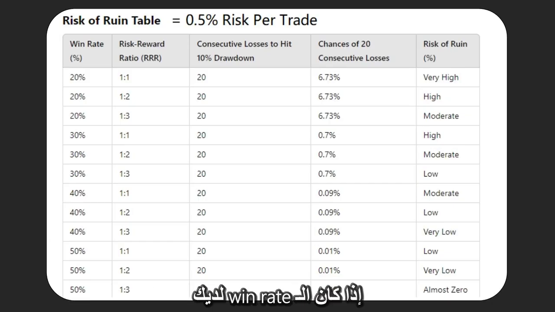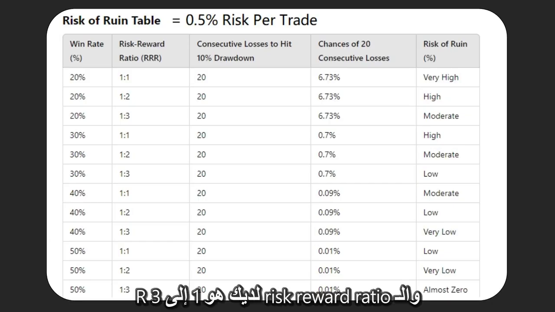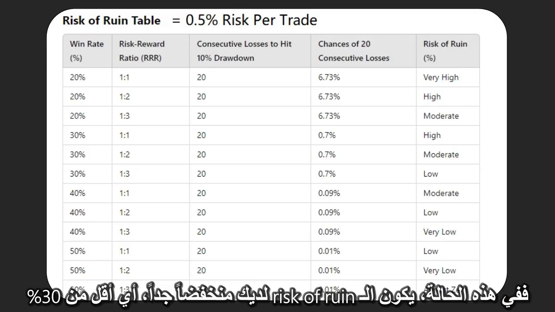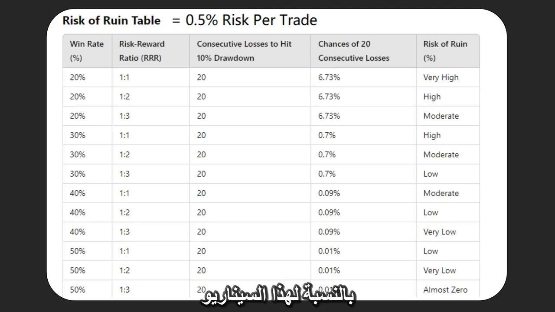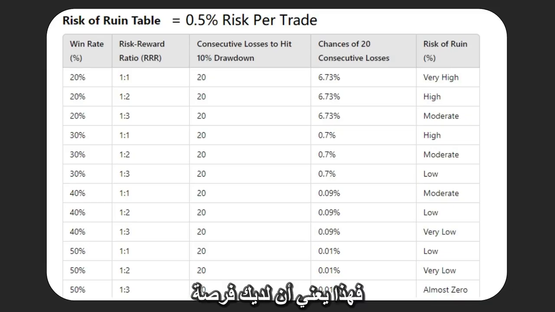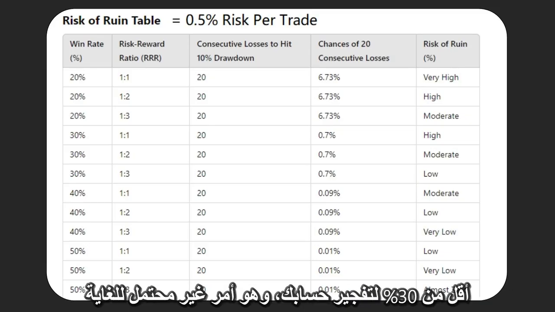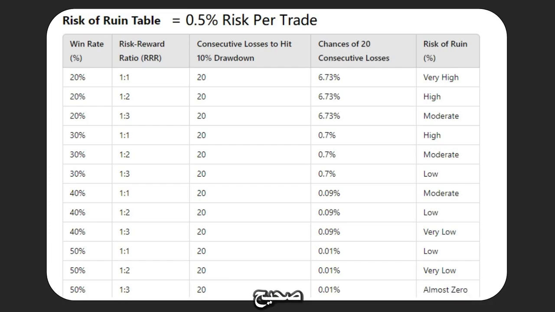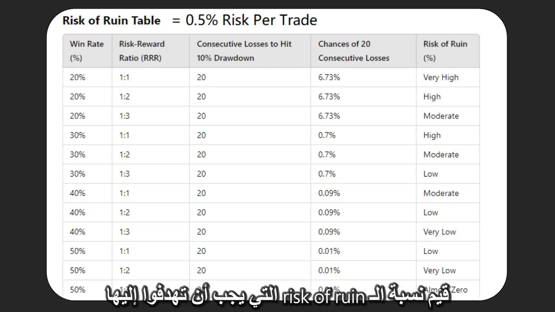Similarly, if your win rate is 40% and your risk reward ratio is 1 to 3R, then your risk of ruin is very low, meaning it's lower than 30%, which is extremely low. That means you have a lower than 30% chance of blowing up your account, which is highly unlikely, right? These are the types of risk of ruin percentage values that you must be aiming for.